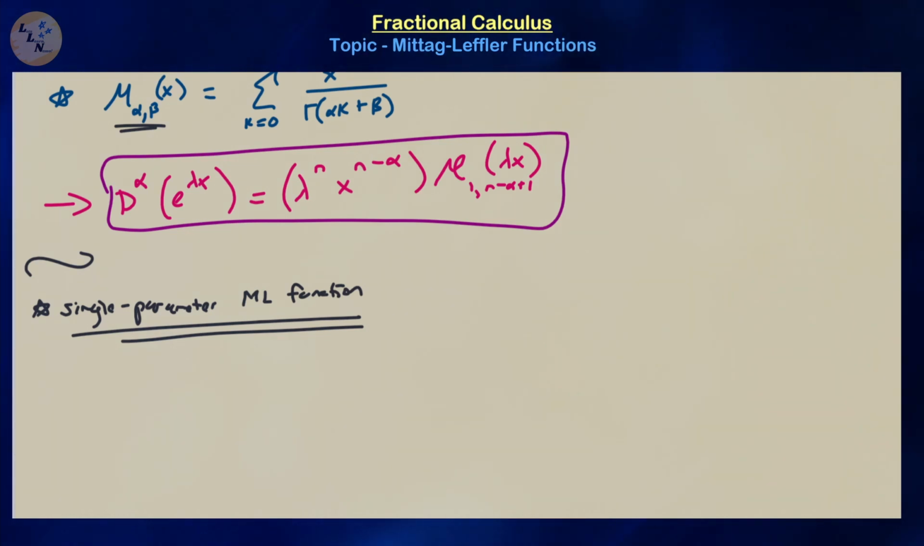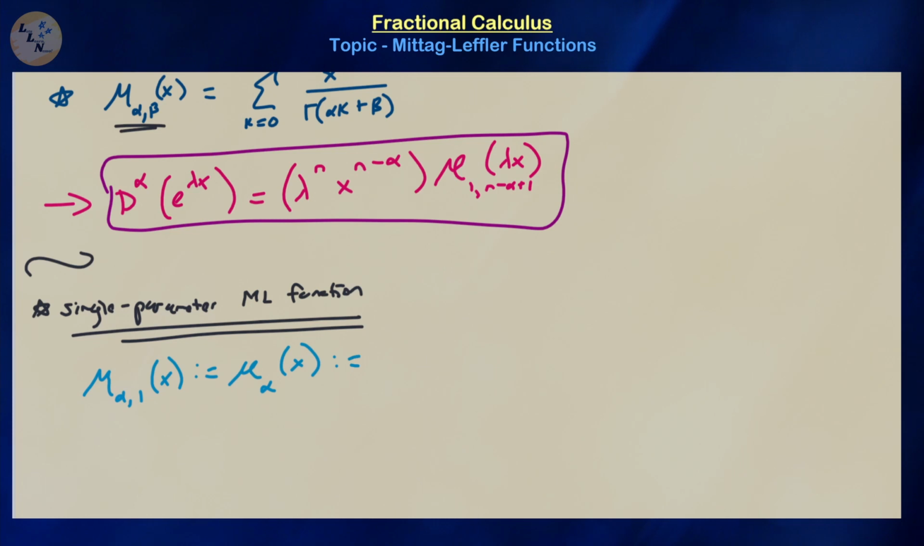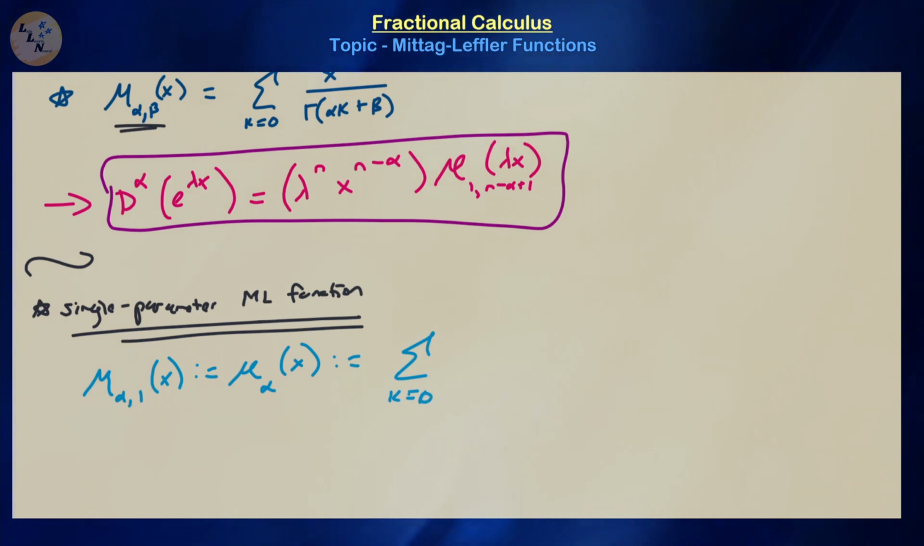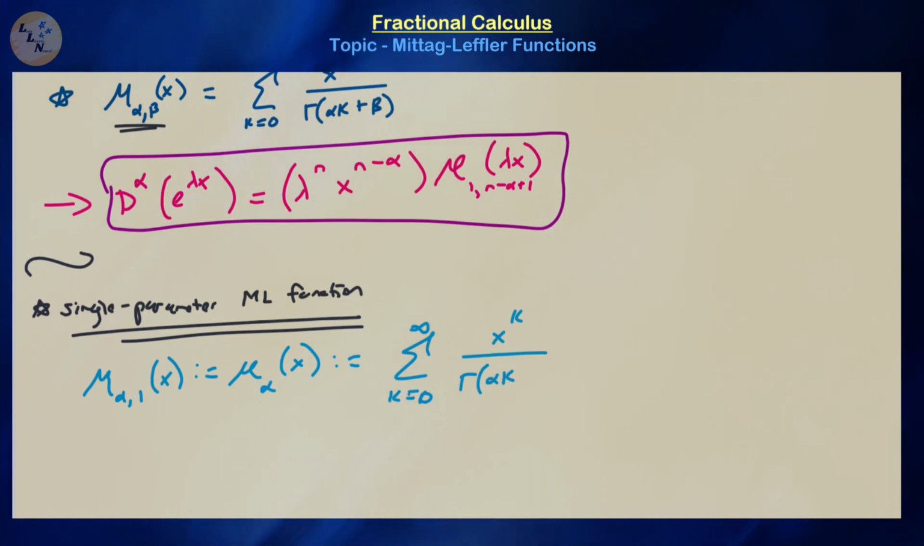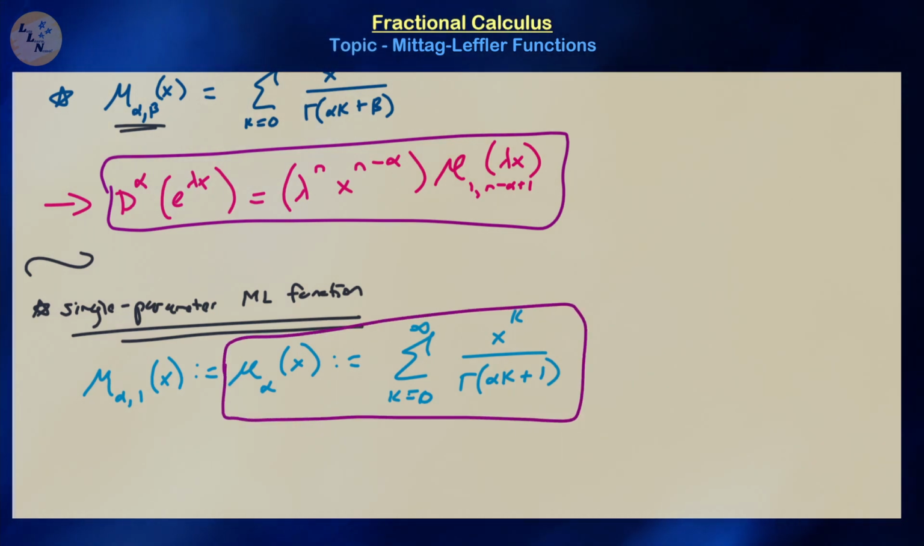The single parameter Mittag-Leffler function is the same as the two-parameter Mittag-Leffler function alpha beta with beta equal to 1. So Mittag-Leffler alpha 1, which is defined to be Mittag-Leffler alpha, is by definition, or as a corollary to the definition of the two-parameter version, the sum from k equals 0 to infinity of x to the power of k divided by gamma of alpha k plus beta, with beta equal to 1, so that's alpha k plus 1. That is the single parameter Mittag-Leffler function.